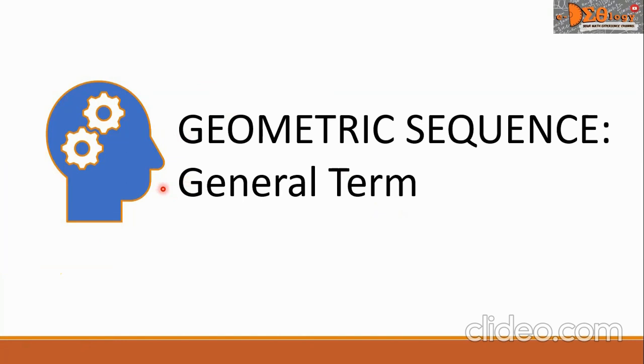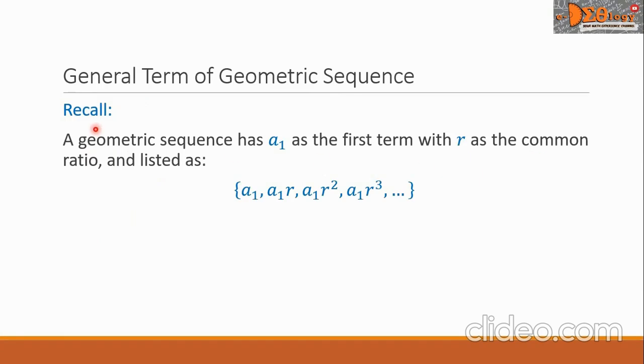Hi everyone. Today we're going to study the general term of a geometric sequence. Let us recall that a geometric sequence has a sub 1 as the first term with r as the common ratio and is listed like this.